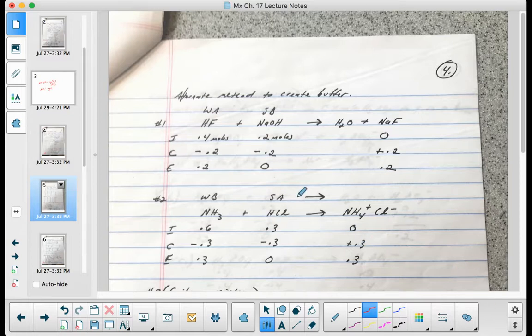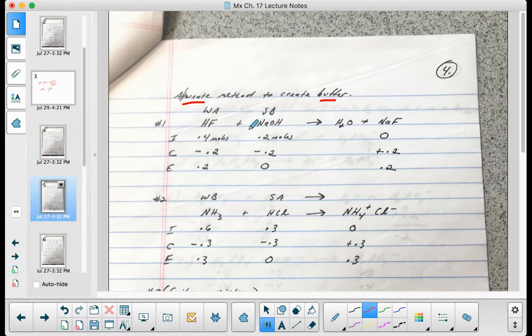Buffers continued. There are also what we call alternate methods to creating buffers. Here's a really good example. If I have a weak acid, and I said before, in order to create a buffer, you have to have a conjugate base of the weak acid.